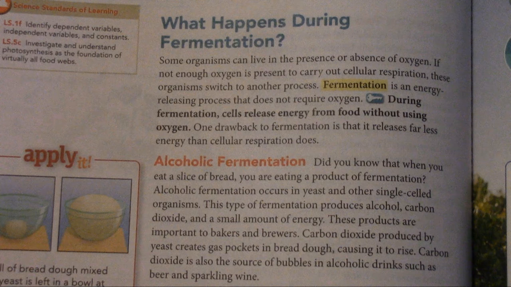Alcoholic fermentation. Did you know that when you eat a slice of bread, you're eating a product of fermentation? Alcoholic fermentation occurs in yeast and other single-celled organisms. This type of fermentation produces alcohol, carbon dioxide, and small amounts of energy. These products are important to bakers and brewers. Carbon dioxide produced by yeast creates gas pockets in bread dough, causing it to rise. Carbon dioxide is also the source of bubbles in alcoholic drinks, such as beer and sparkling wine.